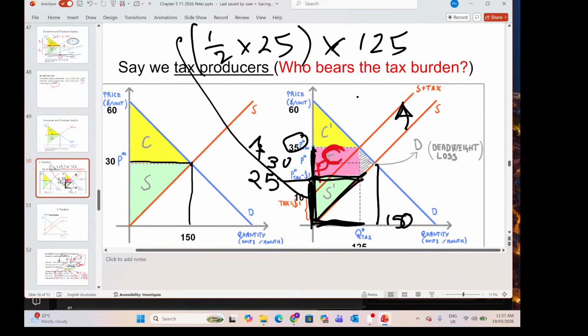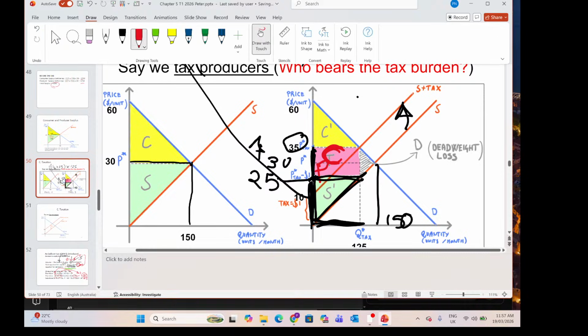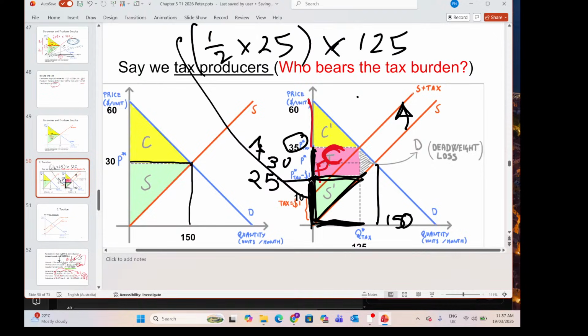And how are we going to work out our consumer surplus? Again, what's the difference between 35 and 60? This is also 25. So the horizontal is 125. So in fact, the consumer surplus and the producer surplus are the same. They're the same amount.